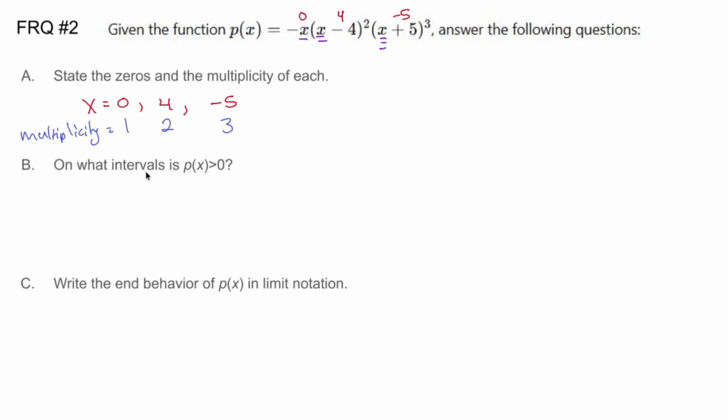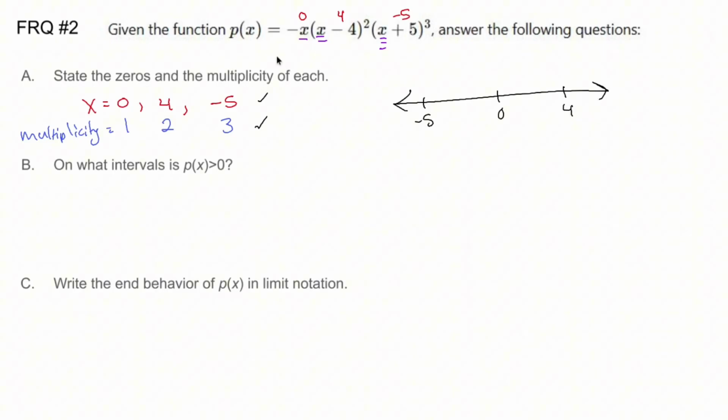B wants us to find out where p of x is positive. So this is what I need to do. I'm going to draw myself a simple sign graph. I'm going to mark my zeros, which were negative 5, 0, and 4. I need to find out what my zeros are. Check. I need to find out what the multiplicity is. Check.